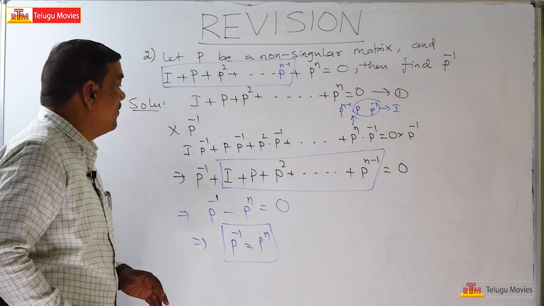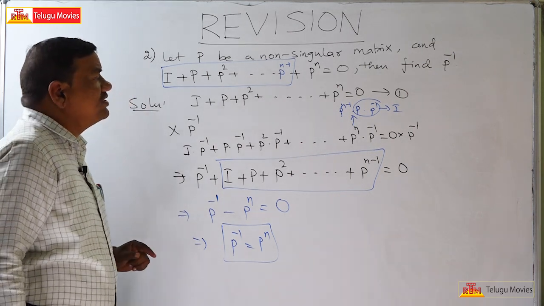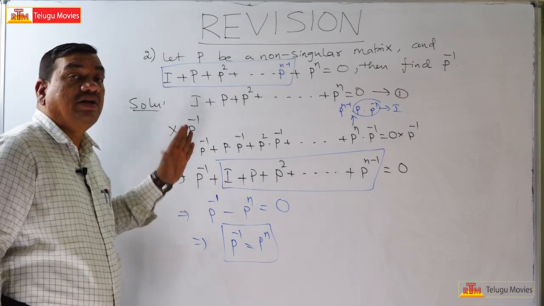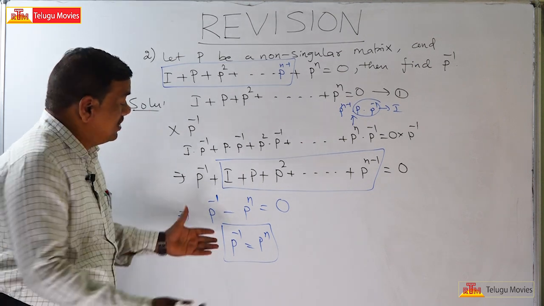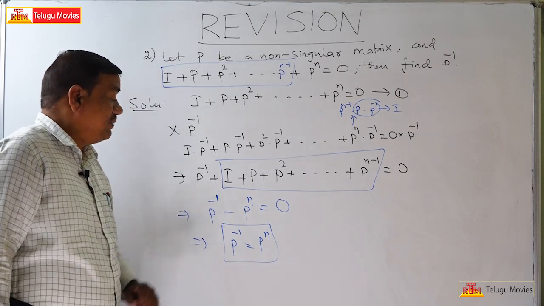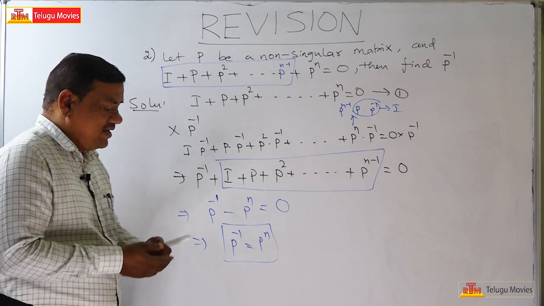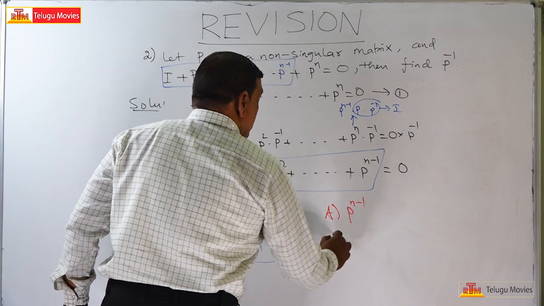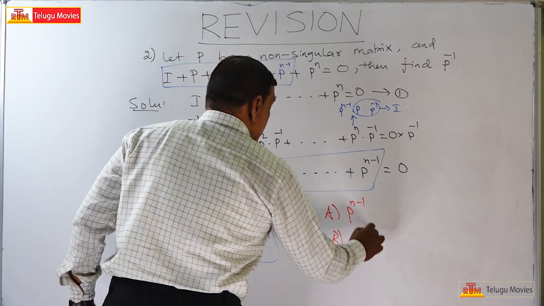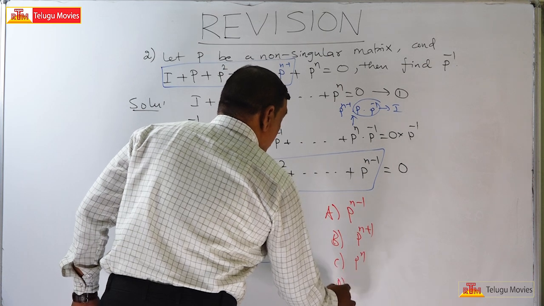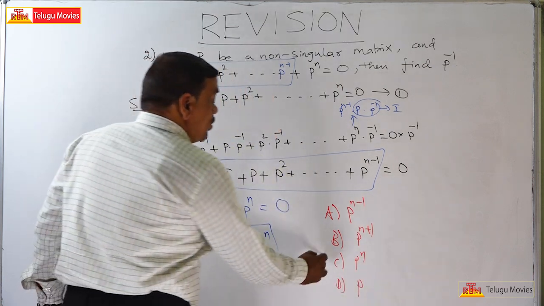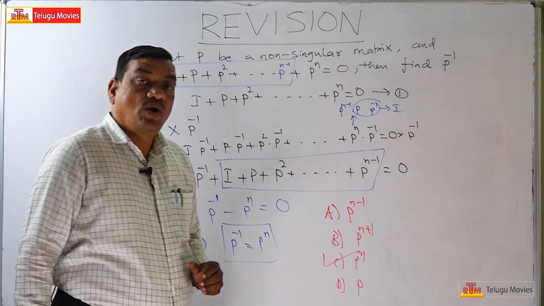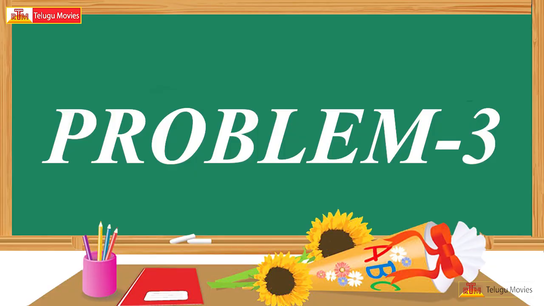Understand? For solving this problem, the idea that you have to get is multiplying with the inverse matrix on both sides. If you get that idea, the problem is over. The final answer is P inverse is equal to P power n. In the options, different options will be given. For example, option A is P power n minus 1, option B is P power n plus 1, option C is P power n, option D is P, like that. So P power n will be the correct answer. Okay, I hope that you understand this problem. Let us move to the next problem.